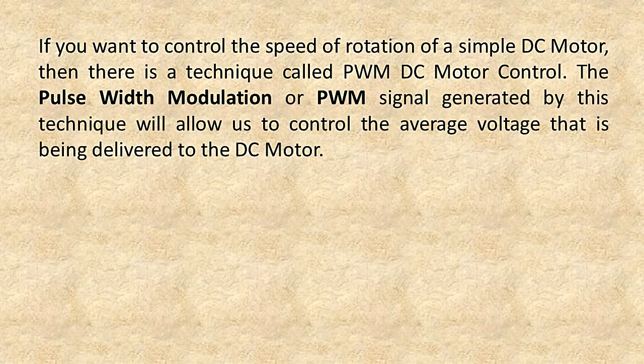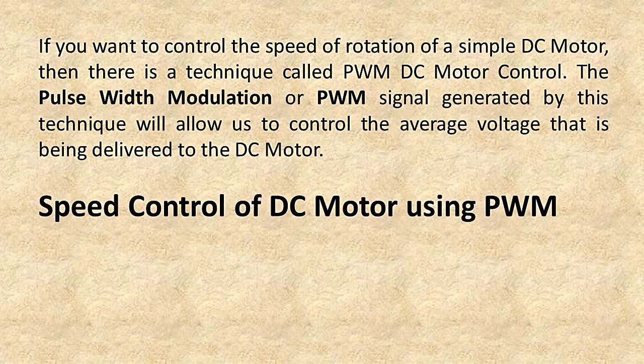If you want to control the speed of rotation of a simple DC motor, then there is a technique called PWM DC motor control. The pulse width modulation or PWM signal generated by this technique will allow us to control the average voltage that is being delivered to the DC motor. Speed control of DC motor using PWM.